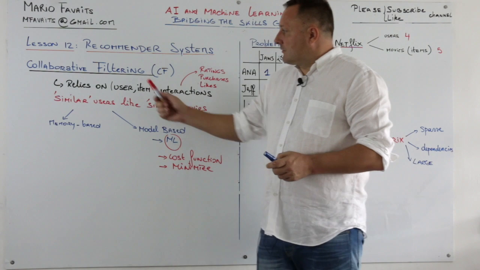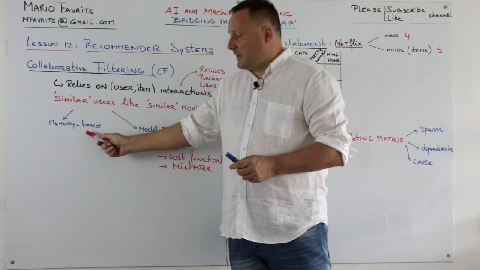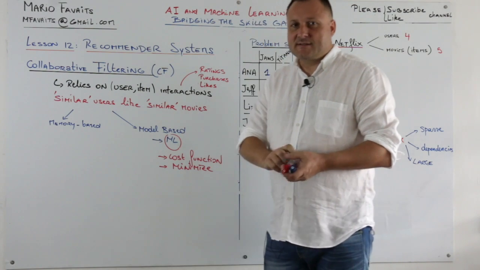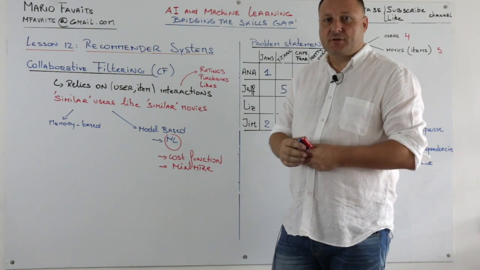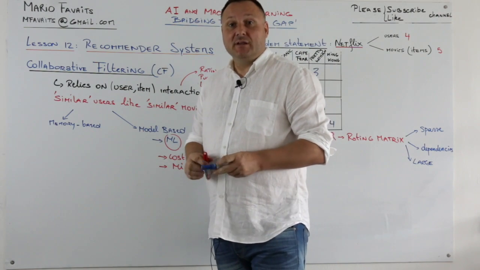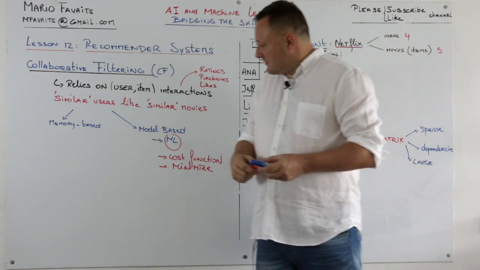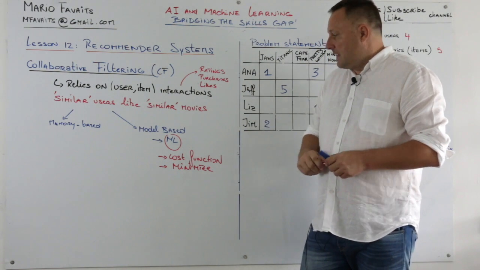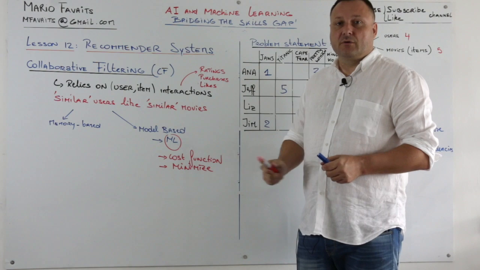Okay, so we looked at collaborative filtering memory-based systems. Memory-based systems have huge and sparse matrices, so it's quite memory intensive. There's another model called model-based, and here is where ML, machine learning, comes into play.